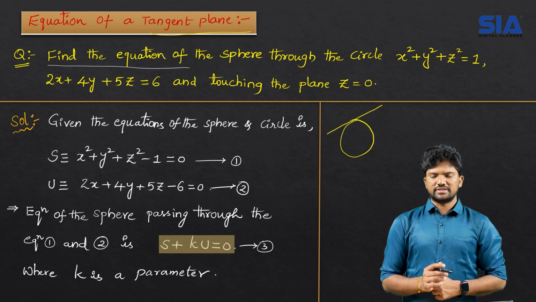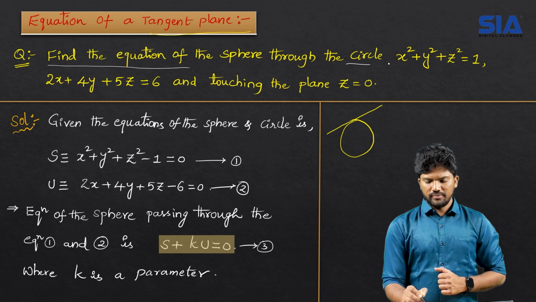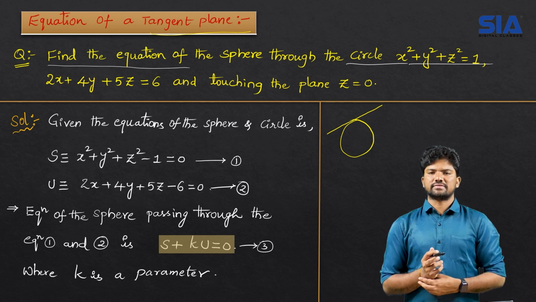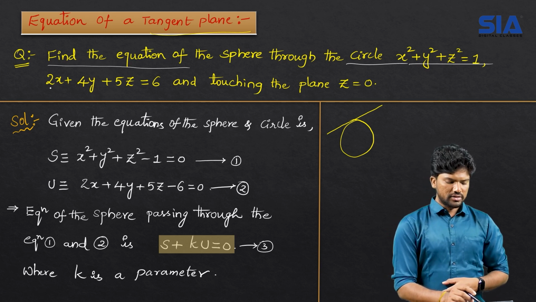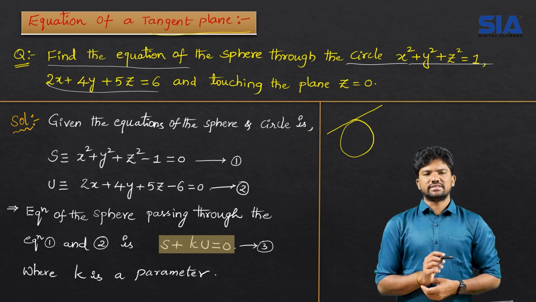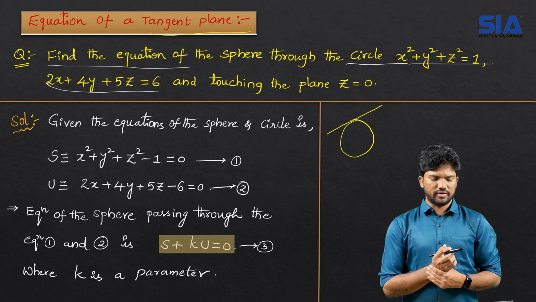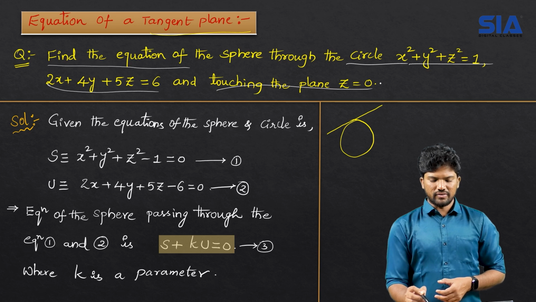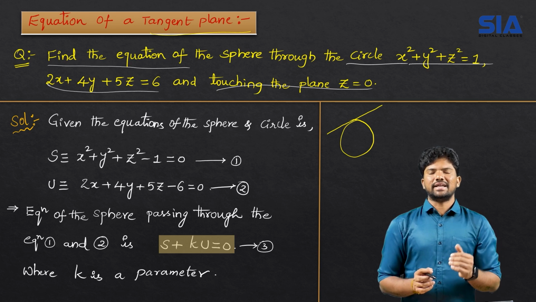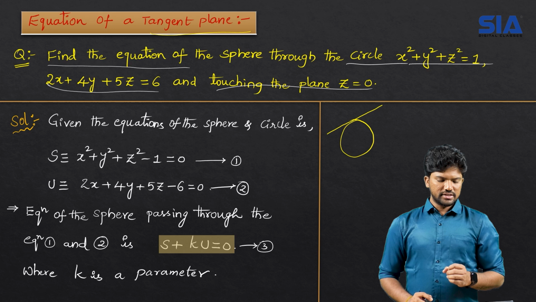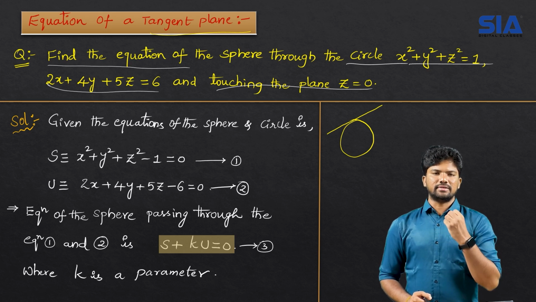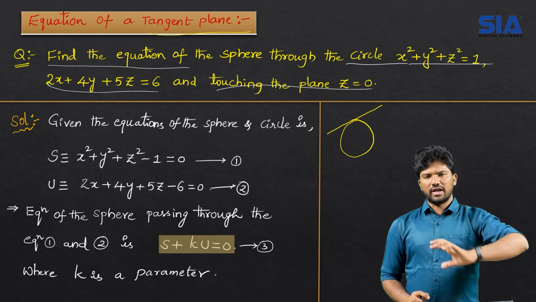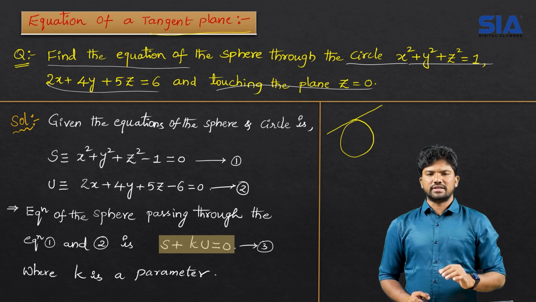Find the equation of the sphere through the circle x square plus y square plus z square is equal to 1 and 2x plus 4y plus 5z is equal to 6, and that required sphere touching the plane z is equal to 0. Here we have to find the sphere equation.